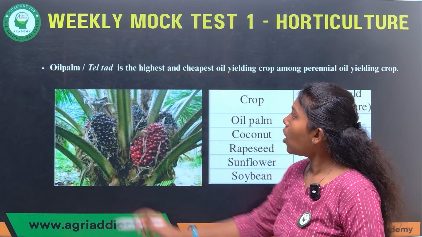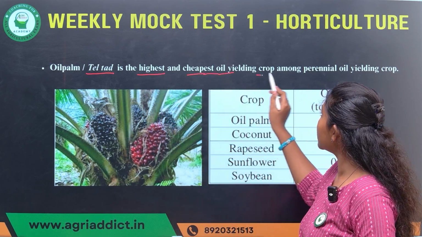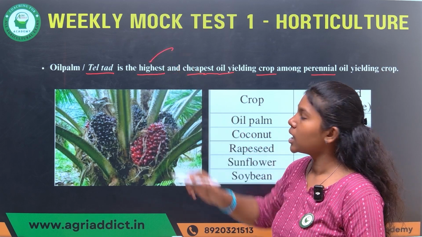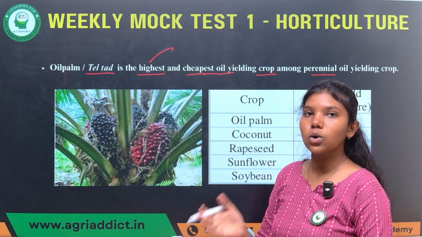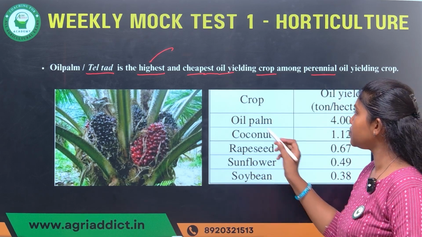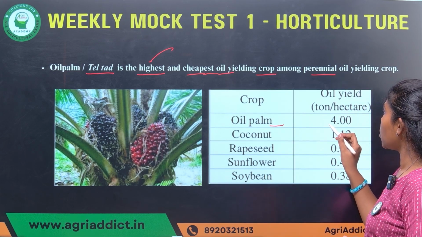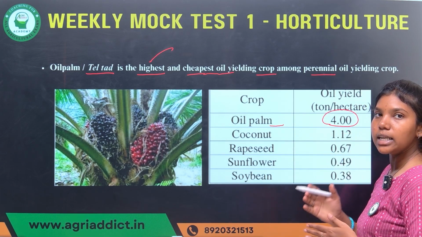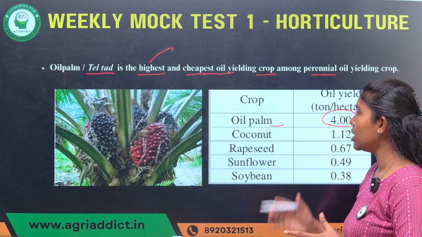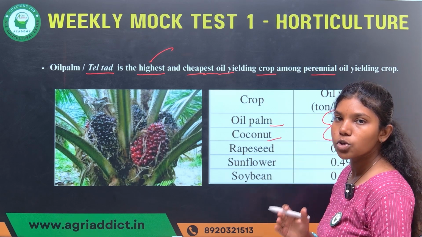Yes, as I mentioned, oil palm, also known as teltat, is the highest and cheapest oil yielding crop among perennial oil yielding crops. That is, it yields more oil than coconut. Here I have given a table taken from a research article. The yield of oil from oil palm is 4 tonnes per hectare per year. In 1 year, we can obtain 4 tonnes of oil from 1 hectare of oil palm, whereas in coconut it is only 1.12. It is almost 4 times in oil palm.